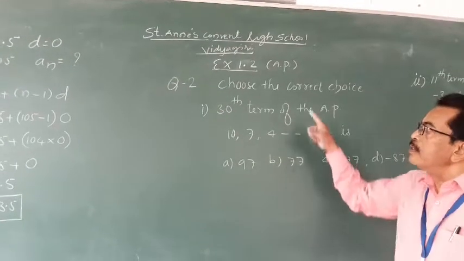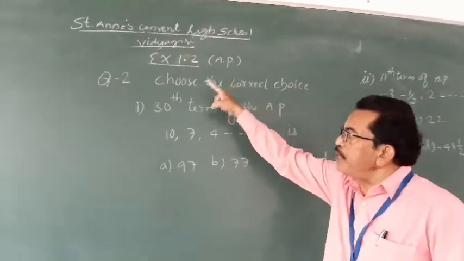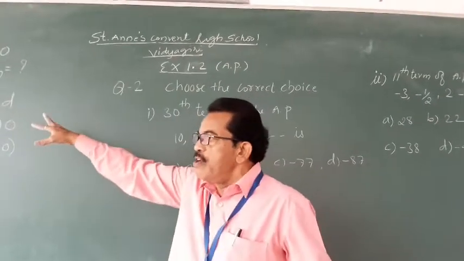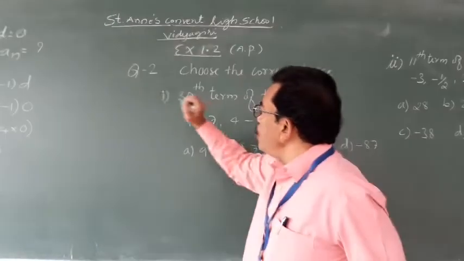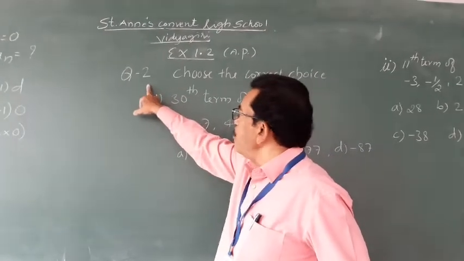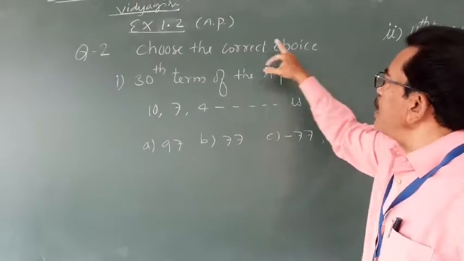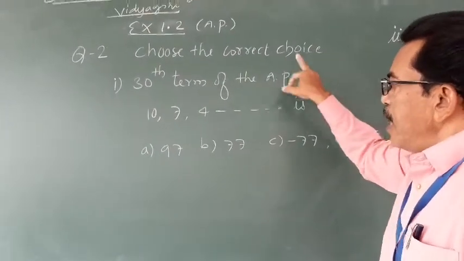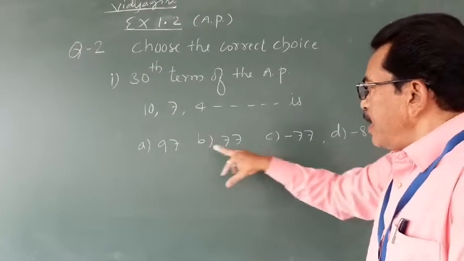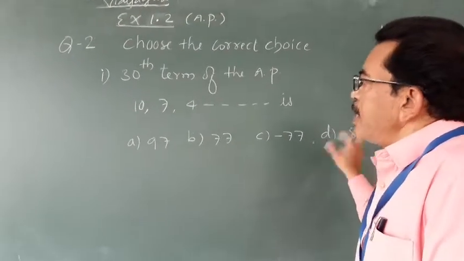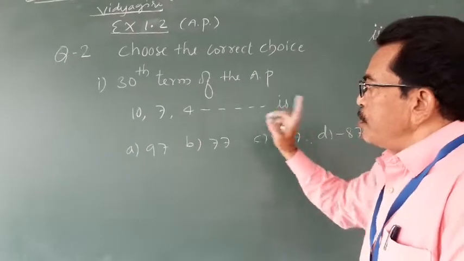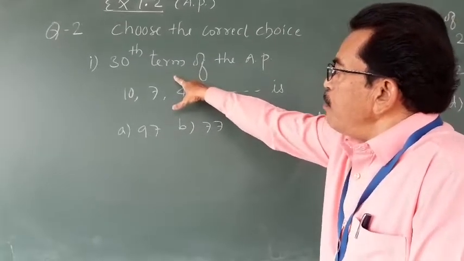See, the exercise 1.2 second main. We have completed the first main of 1.2. See, question number 2 in second main. Choose the correct choice. That means 4 answers are given, A, B, C, D. Which one is correct? We have to choose by solving this problem.